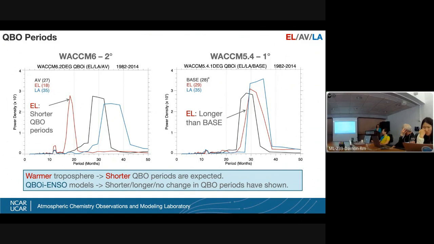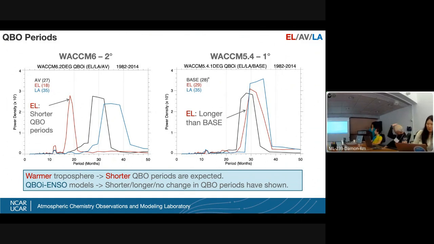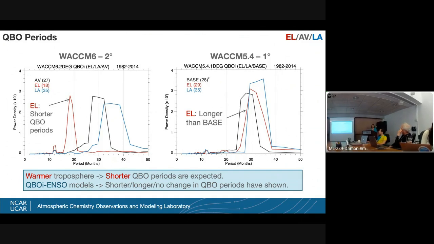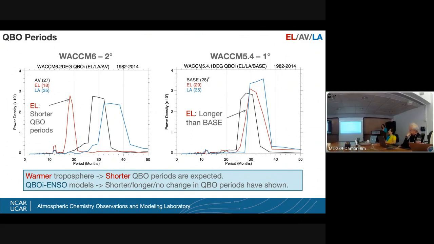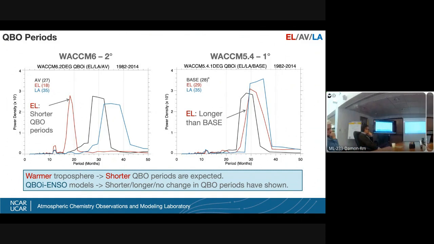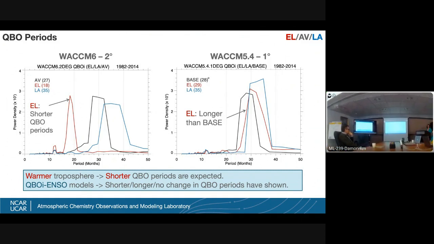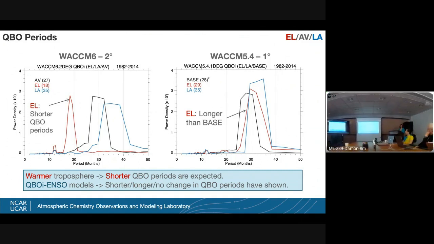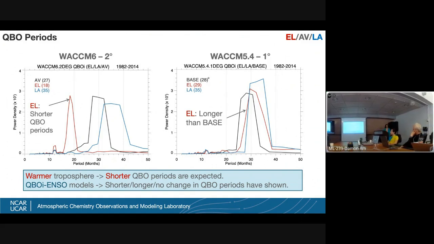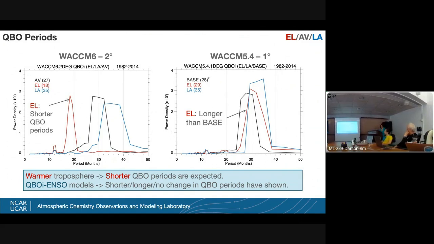Let's look at the plot on the left. The red is the El Nino case. The average period for QBO is only 18 months. And for La Nina it is 35 months. And for 1-degree, that's not the case. For La Nina, QBO gets slower, which is a 35-month average period. And for El Nino, it's slightly longer than the base case. And we're really scratching our head at this point. We're so puzzled.